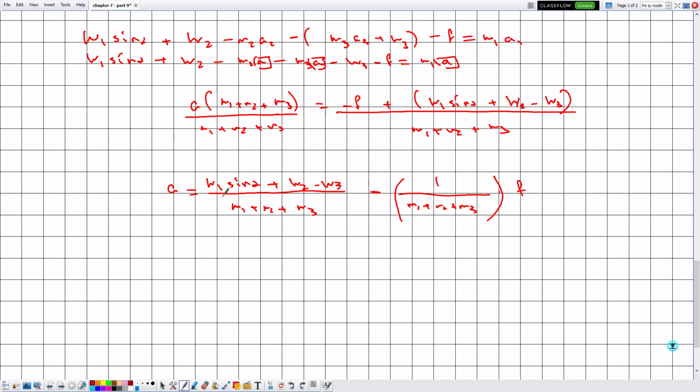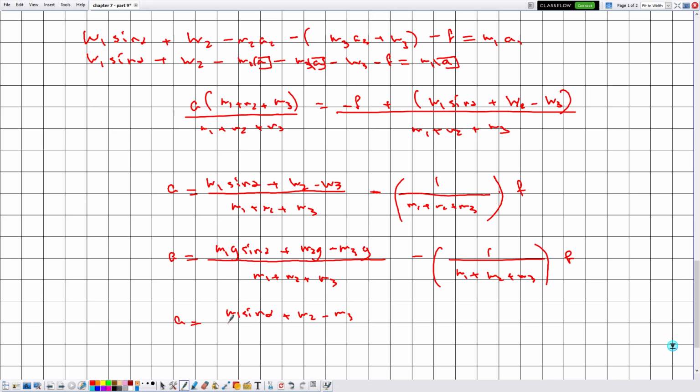So now W carrying the index 1, 2, 3 can be written as M1G sine alpha plus M2G minus M3G divided by M1 plus M2 plus M3 minus 1 divided by M1 plus M2 plus M3 multiplied by F. Now taking G as a common factor, it is given by M1 sine alpha plus M2 minus M3 divided by M1 plus M2 plus M3 multiplied by G minus 1 over M1 plus M2 plus M3 multiplied by the force of friction.